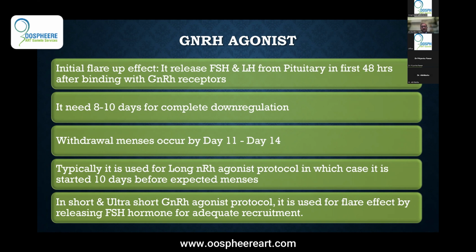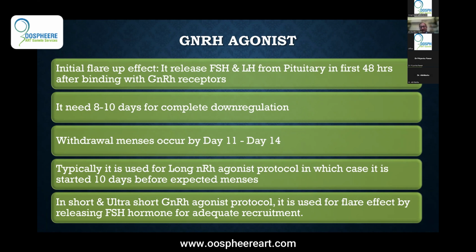Okay. Now this complete down regulation. When we start these injections on one particular day, it needs 8 to 10 days for complete down regulation. So that much time it needs. What happens in the first 48 hours, as I said, is there will be release of FSH and LH. Imagine we are doing a long agonist protocol. I think we haven't discussed that, but probably by this time all of you know what a long GnRH agonist protocol is. We start on day 21 or 10 to 11 days prior to the expected menses. We start the GnRH agonist, so that is the luteal phase.